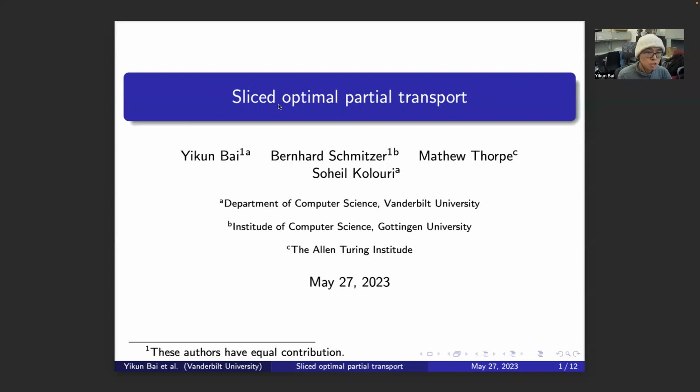Hello, everyone. My topic is slice optimal partial transport. My name is Yikun Bai, and this paper is a collaboration with Göttingen University and the Alan Turing Institute. In this paper, we provide an efficient algorithm to solve the one-dimensional optimal partial transport problem. Based on that, we propose the so-called slice optimal partial transport distance, or SOPT for short. Finally, we demonstrate two applications of SOPT in the point cloud registration problem and a color adaptation problem.